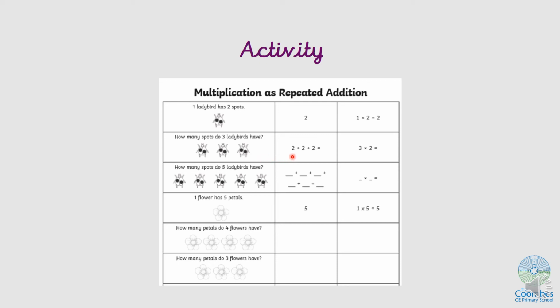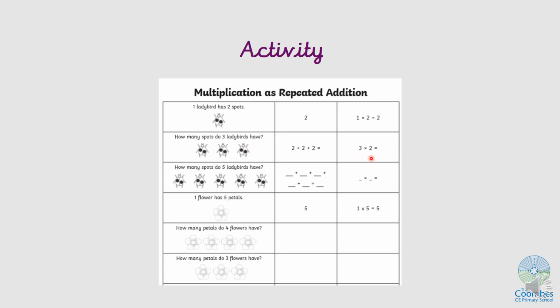This time we've got 3 ladybirds. So our repeated addition is when we count the spots. So we've got 2 add 2 add 2. And then our multiplication is how many ladybirds, how many groups. So we've got 1 group, 2 groups, 3 groups, multiplied by how many spots they have each. They've got 2 spots each, so it would be 3 groups of 2.